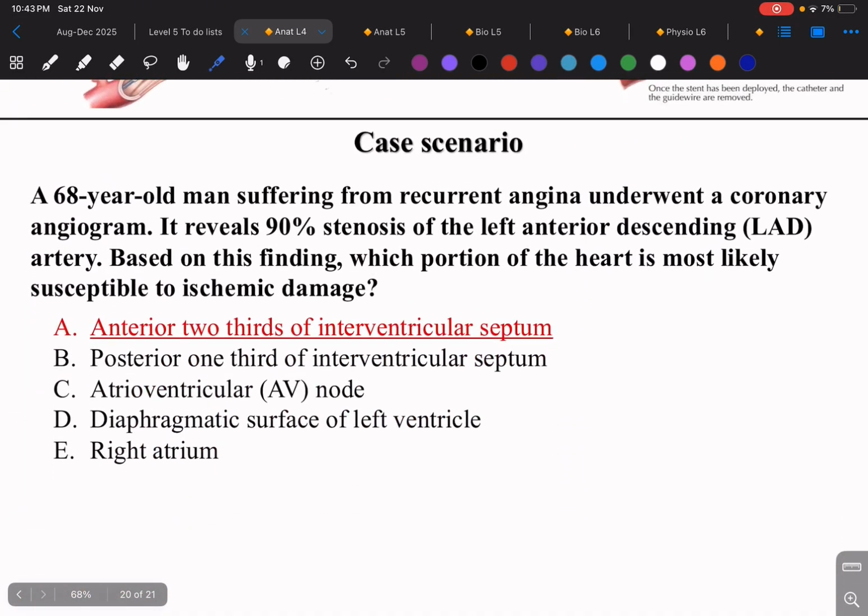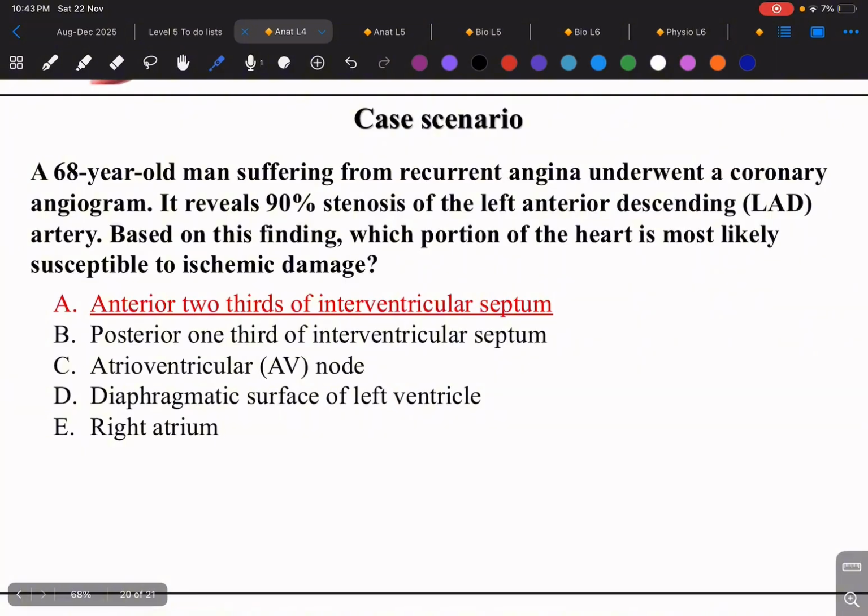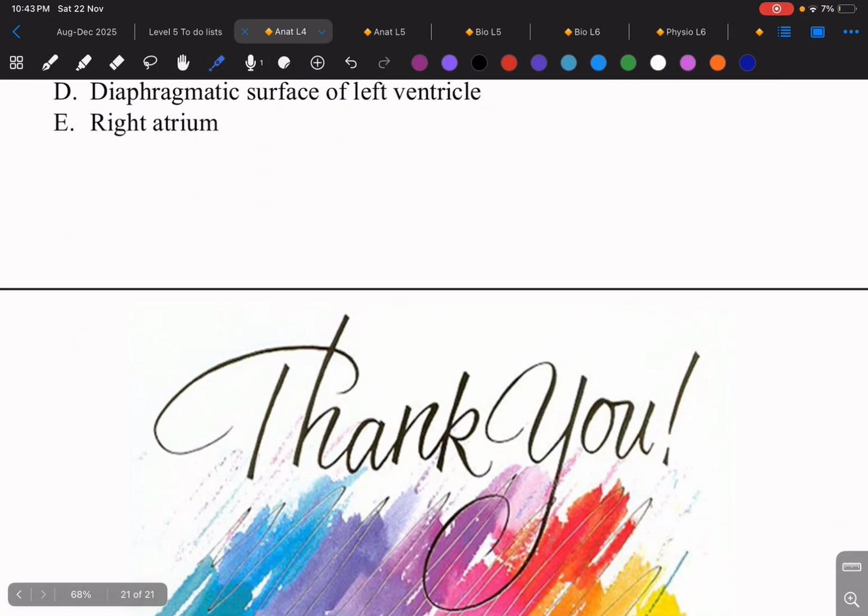So here we have the case scenario. It's very easy. It's in the beginning of the lecture. You can answer it if you understood the lecture properly. And good luck.